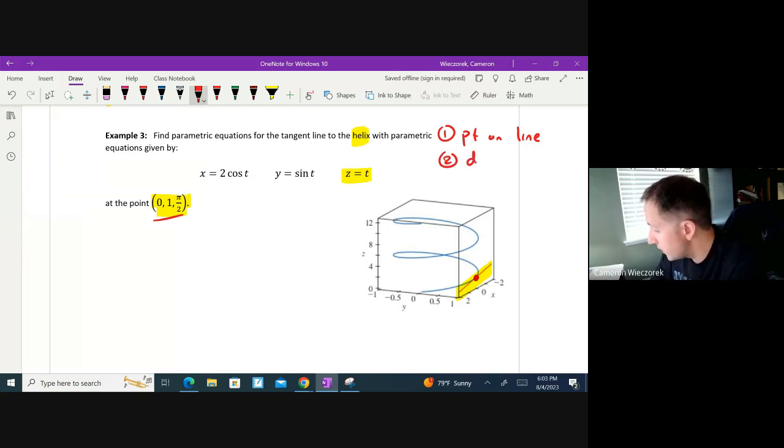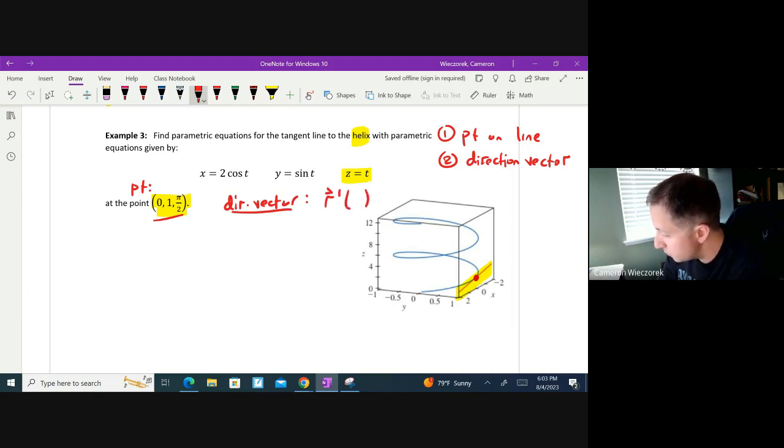And we need to have a direction vector that indicates the direction of that line. And on the first page of the notes for this section, when we were looking at the visual, we said that our direction vector for the tangent line is going to be the tangent vector. So the point we're going to use in this problem is 0, 1, pi over 2. And our direction vector is going to be r prime of, we just have to figure out what value of t to use. So if I look at my parametric expressions, I need to figure out what value of t produces the point 0, 1, pi over 2.